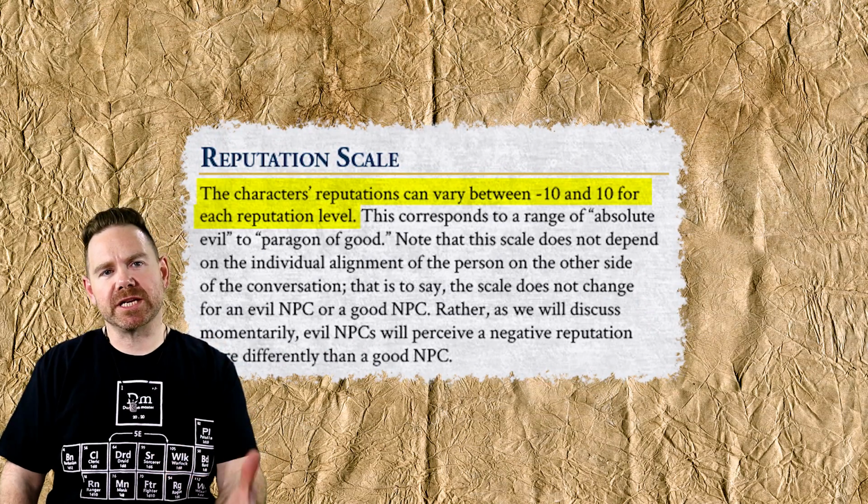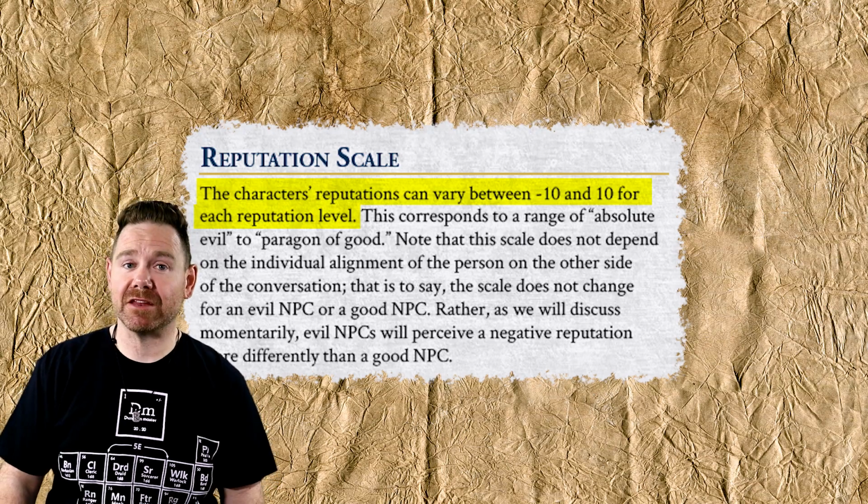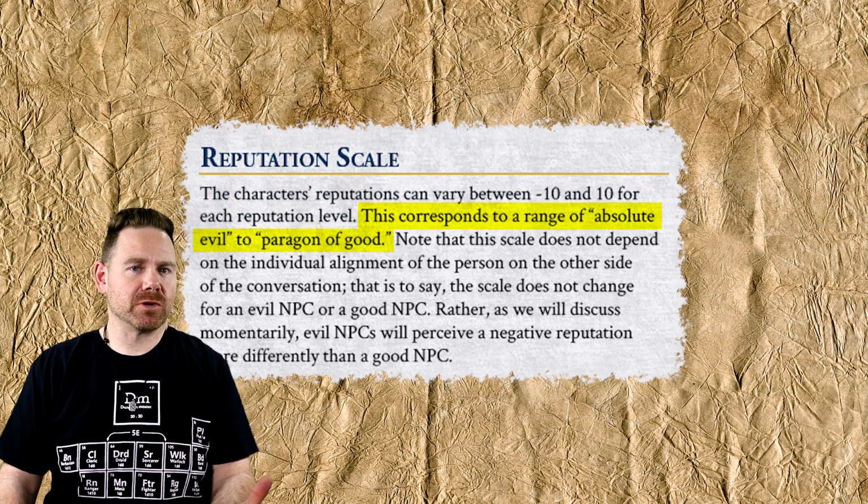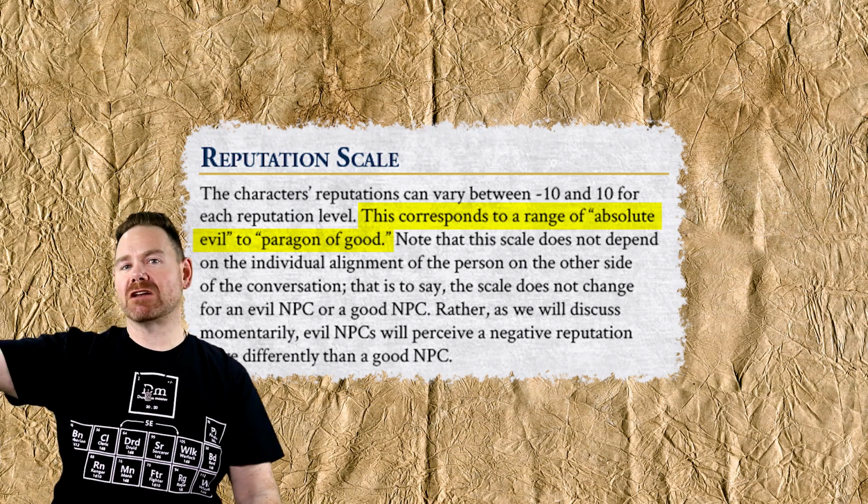Now, this system uses a reputation scale, whereby the character's reputations at each of the 4 levels can vary between -10 and 10. This corresponds to a range of absolute evil to paragon of good. However, this has nothing to do with their alignments. This is just a relative measure of someone's perception of them. So if my characters are constantly thwarting the Sovereign Host, they will perceive them as bad guys, and they'll even have a negative reputation with them, even though my players' characters are in fact generally good characters who generally do good in the world. Characters always start out with the reputation at 0.